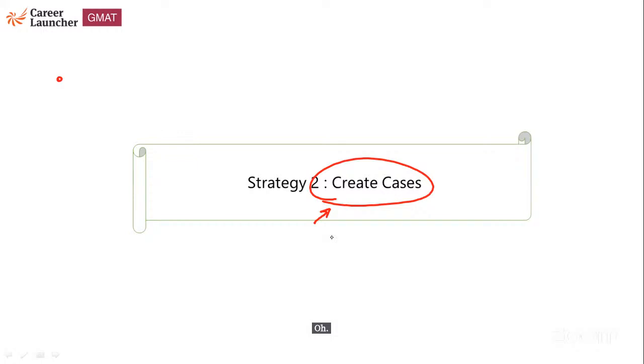Thanks, Komal. So what I was saying is that create cases. The more cases you can create, the closer you'll be to the correct answer. Leaving a case might change the correct answer. So form as many cases as you can. That helps you increase your accuracy. Let's understand this one.